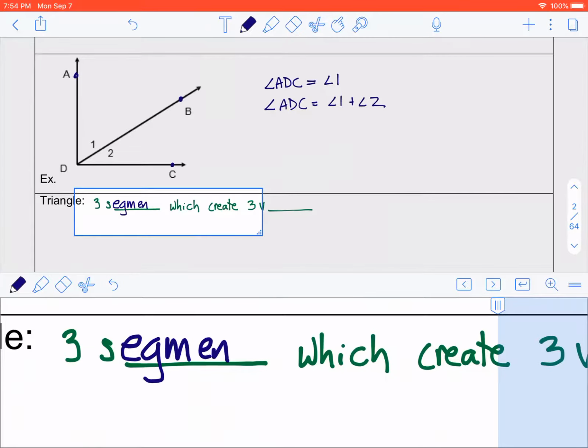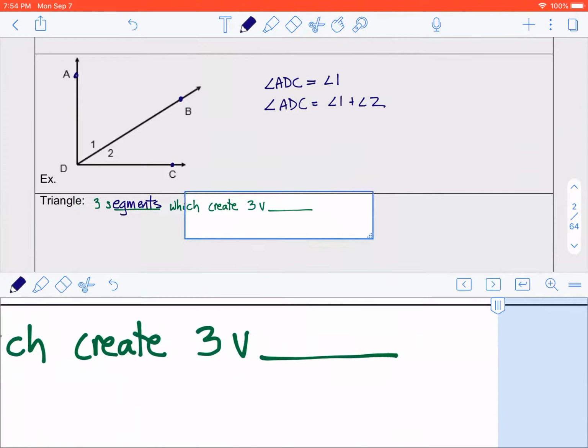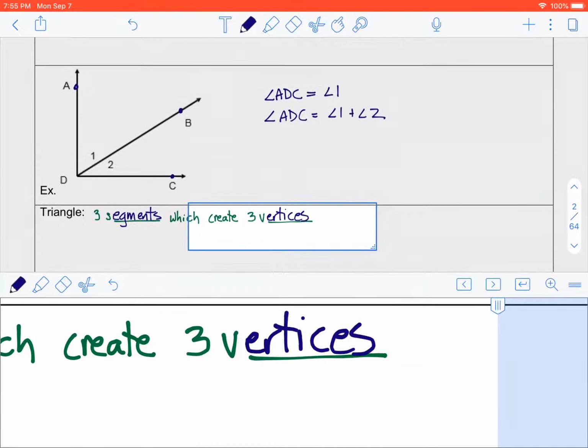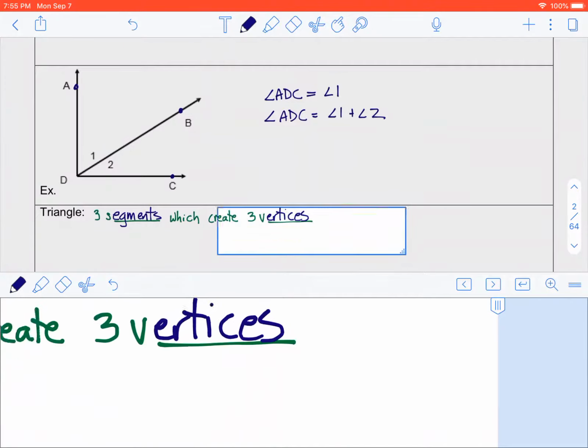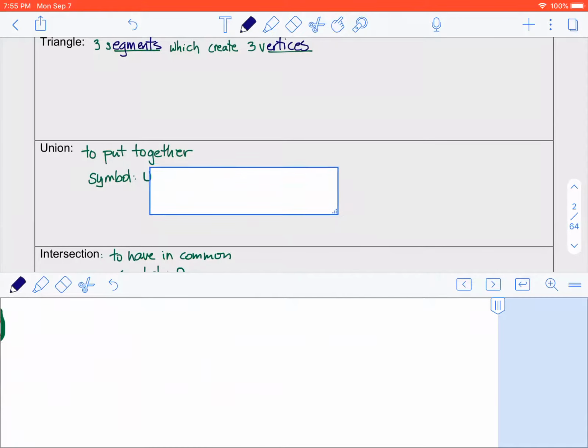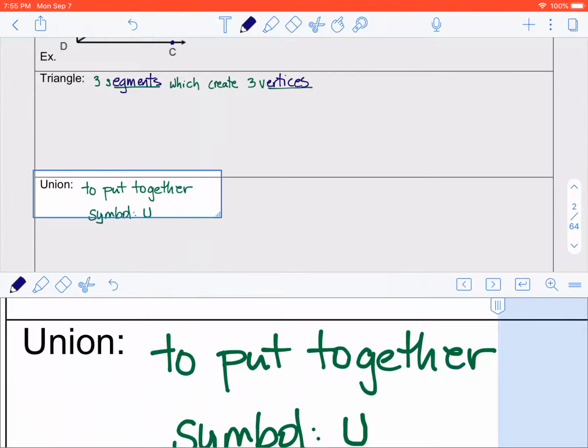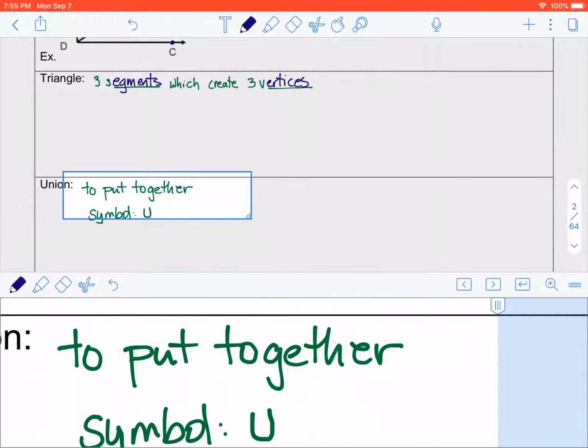All right, finally, a triangle. We get a triangle by putting three segments together that create three vertices. So take three segments and put them with three vertices, and bam, you've got yourself a triangle, like triangle ABC. Don't worry, we'll talk about that one a lot more, but that's just how we define a triangle made out of segments, parts, and pieces.